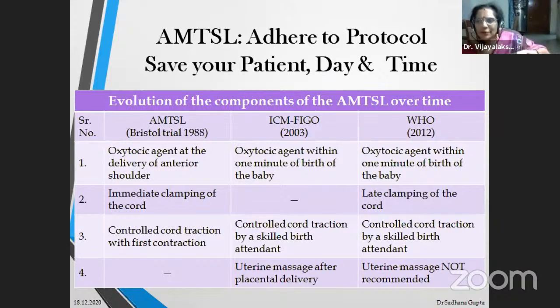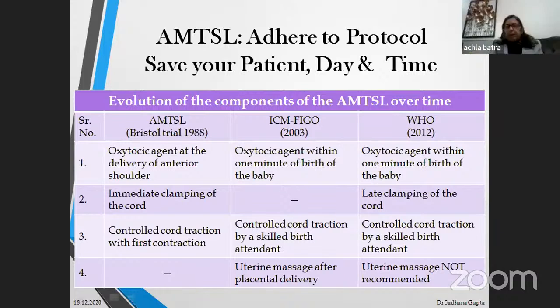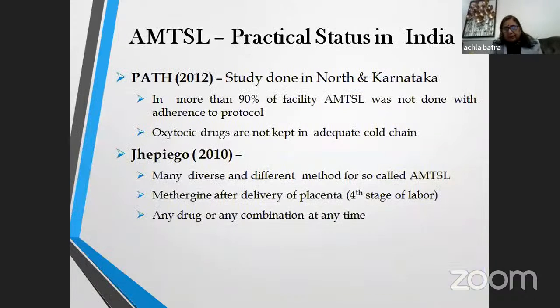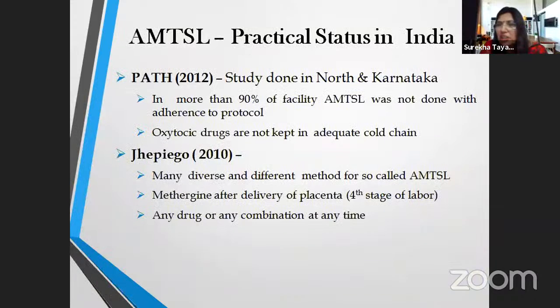Push the hand over the fundus upwards and hold it firm. It has to be done by a person who has been trained in it, skilled. Otherwise it's better not to do it. Madam, I want to make a point. The new resident will always work under supervision initially, under a trained person.